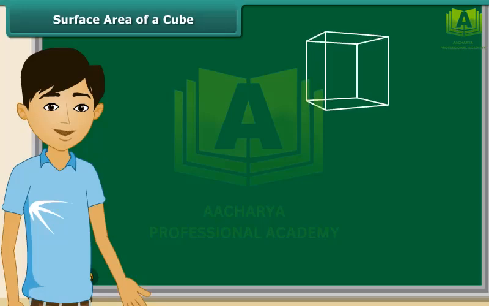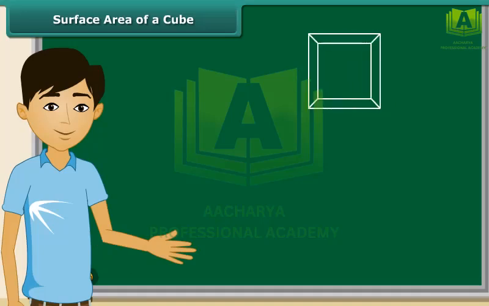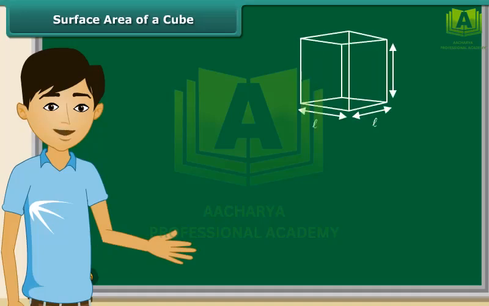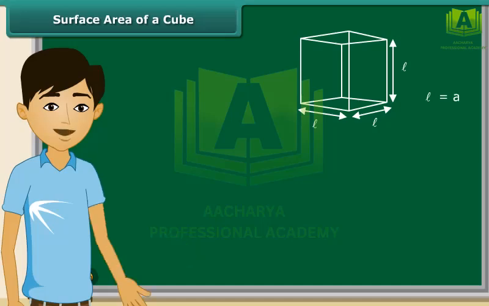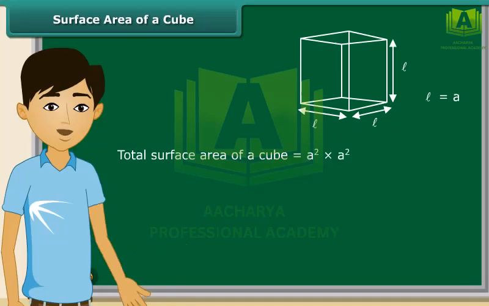Look at this cube. It is easy to see that the cube has 6 sides and each side is a square. Now to derive the formula of the surface area of a cube, let the length of one side be a. Since there are 6 sides, the total surface area is a square plus a square plus a square plus a square plus a square plus a square, which is equal to 6a square.